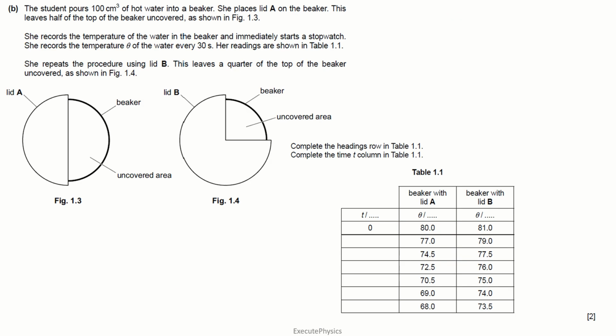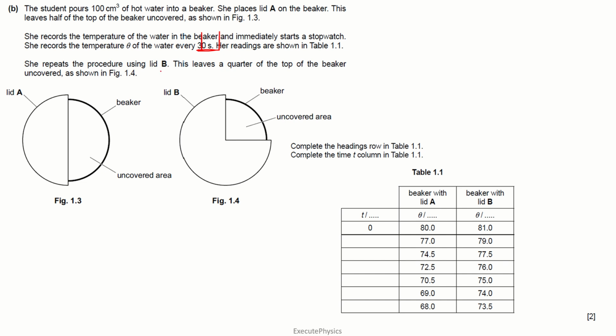Next question. The student pours 100 centimeter cube of hot water into the beaker. She places lid A on the beaker. This leaves half of the top of the beaker uncovered, as shown in figure 1.3. As you can see in the figure, lid A covers the beaker by only half. Then she records the temperature of the water in the beaker and immediately starts a stopwatch. She records the temperature theta of the water every 30 seconds. So every 30 seconds she's taking the reading. Her readings are shown in table 1.1.